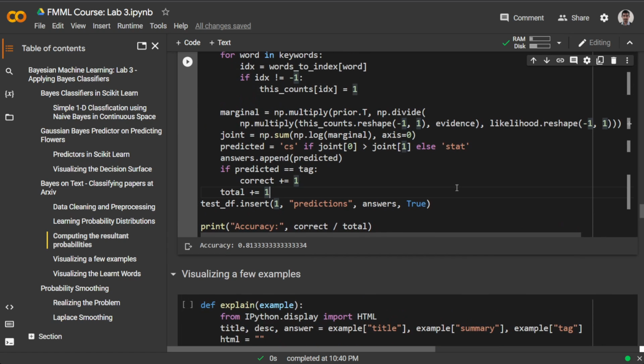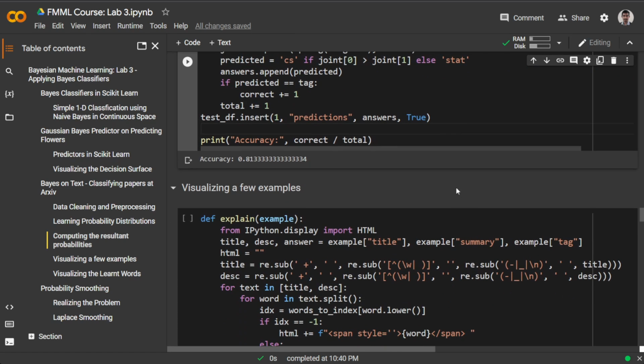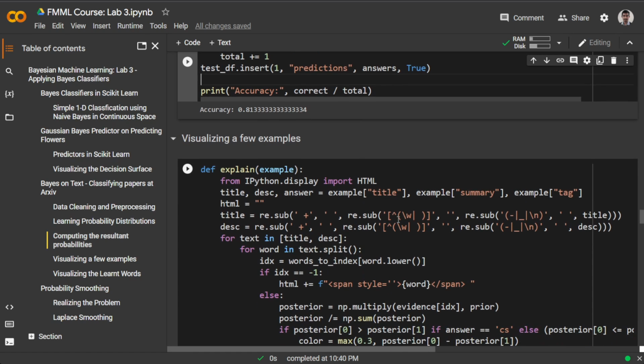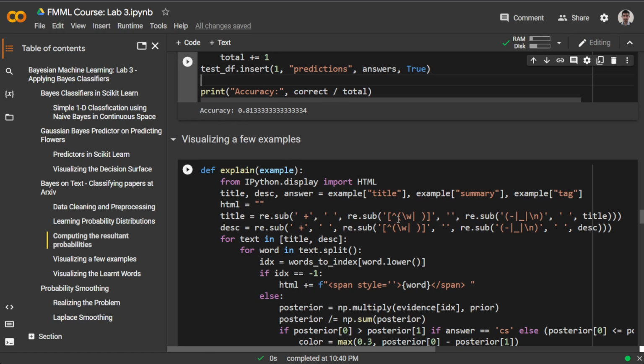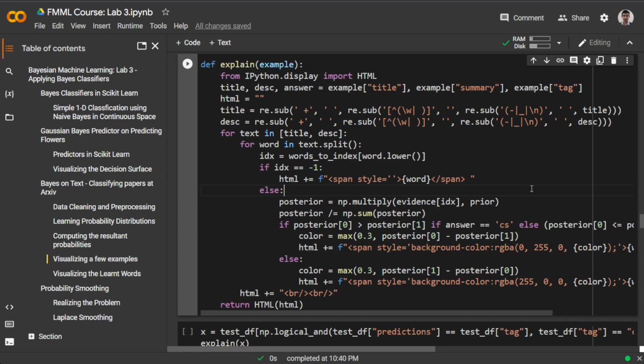So now we have computed the probability of it belonging to either class, computer science or statistics. We see that we are 81.3% correct, which is pretty good. We are not sure that this is a very good estimate of our accuracy, and adding more examples we may have lower or higher accuracy, but given the complexity of our method, it is a reasonable estimate to have.